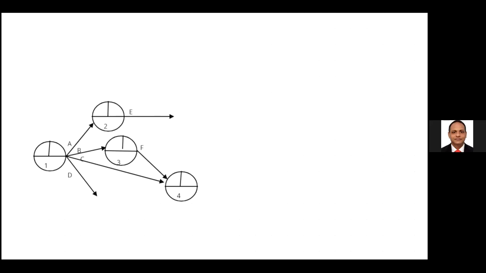After completing CF, we can start activity G. The next, for the H, we should complete DG, D and G. For the I, we should complete EG.